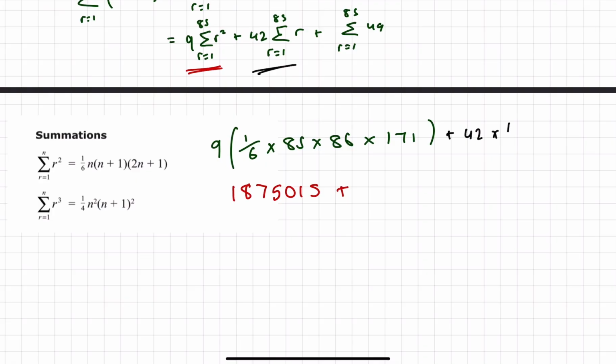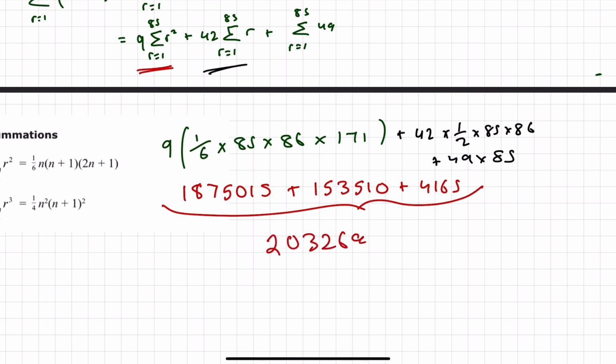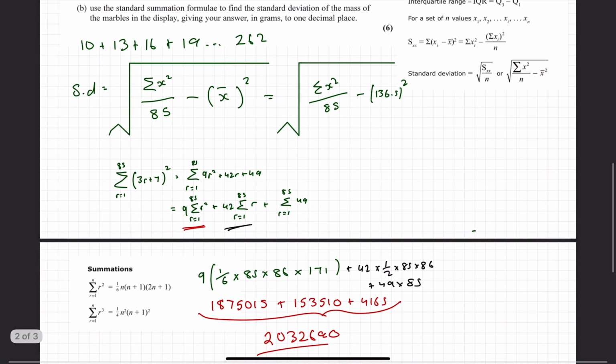Great. So we're going to add this bit here, well that's going to be 42, and it's just the sum of the numbers, so times half times 85 times 86. So 42 times a half is 21, times 85 times 86, which is 153,510. And then we want to add 49, 85 times, so plus 49 times 85, which is 4165. So add them all up. Be careful when you're typing this in, 2032690. So now we're going to go back to this sum here.